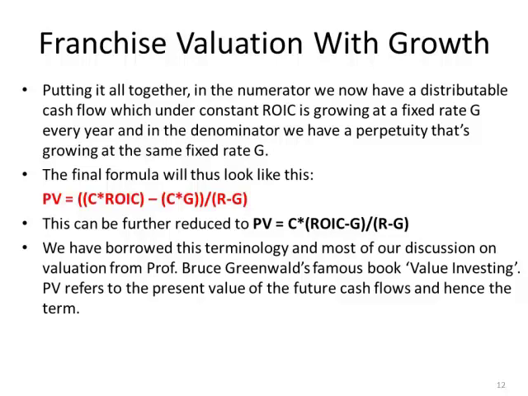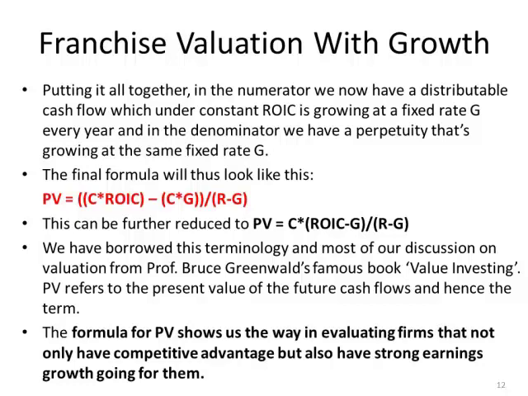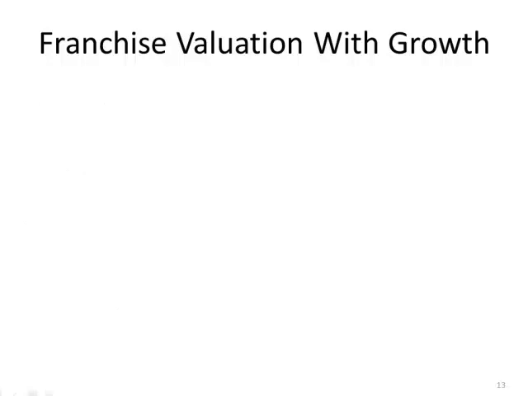So we have borrowed this terminology for most of our discussion on valuation from Professor Bruce Greenwald's famous book, Value Investing. So PV in this case refers to the present value of future cash flows, and hence the term. The formula for PV shows us the way in evaluating firms that not only have a competitive advantage, but also have strong earnings growth going for them. Right? So remember, this valuation assumes that return on invested capital, ROIC, is bigger than R, the cost of capital. And we also assume that the earnings are growing, so we have a positive G, right? And then this formula gives us the present value of the firm. Franchise valuation with growth.